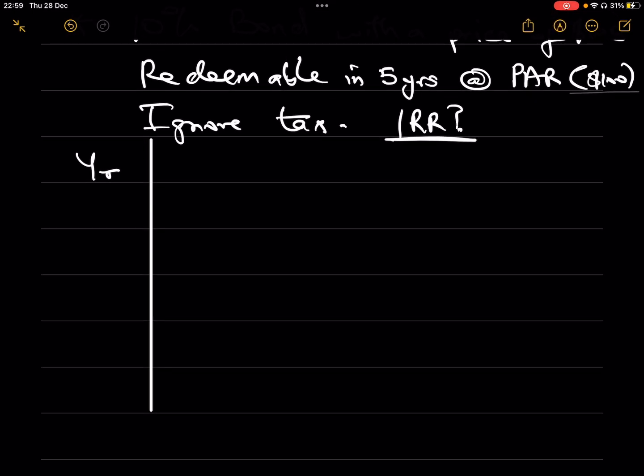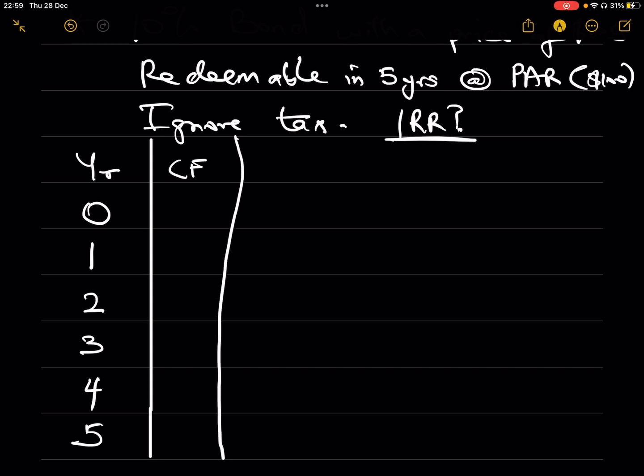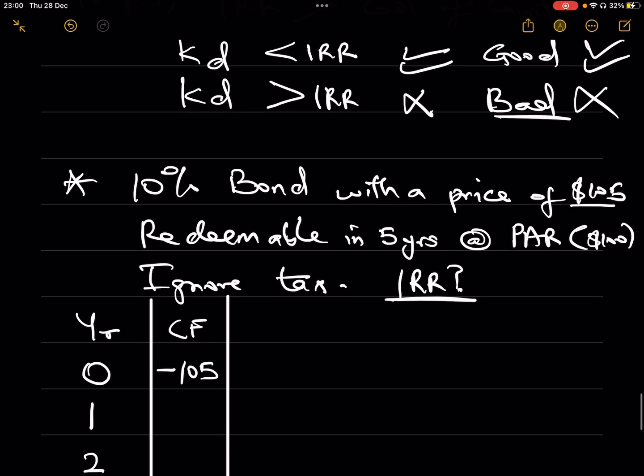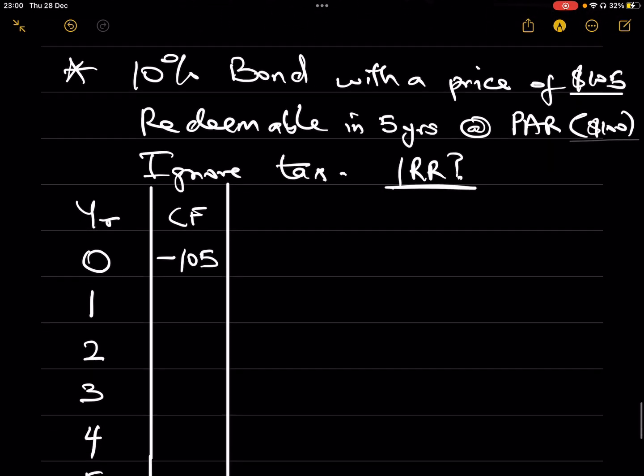Then we'll have the cash flow itself. So now is year 0. We have year 1, year 2, year 3, year 4, and lastly year 5. So what are the cash flows that will happen? Year 0 is now. We're going to depart with 105, the cost of the bond. Remember, this is the price of the bond. So we need to buy this bond. So 105 will go out of my pocket.